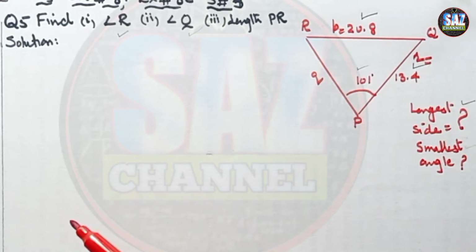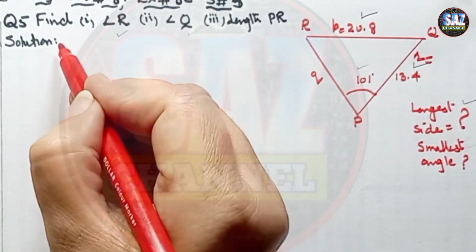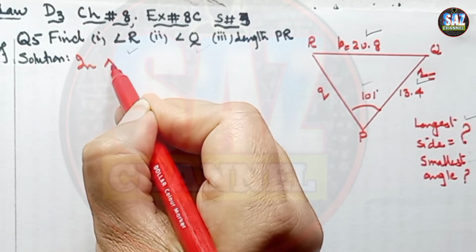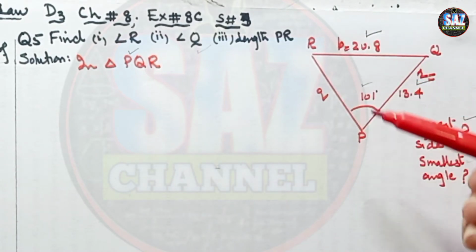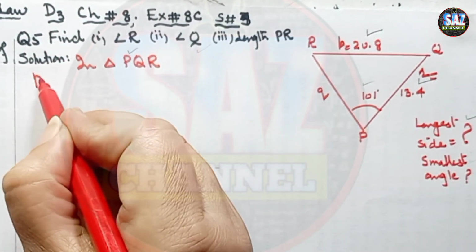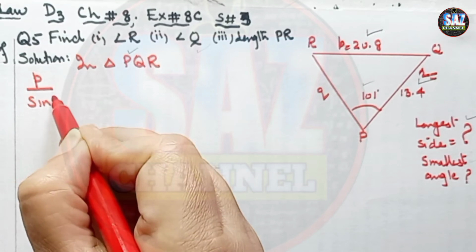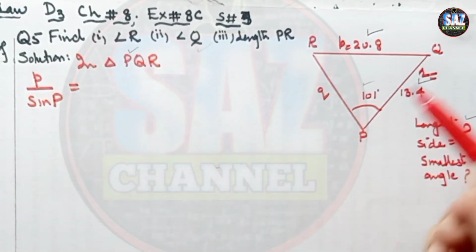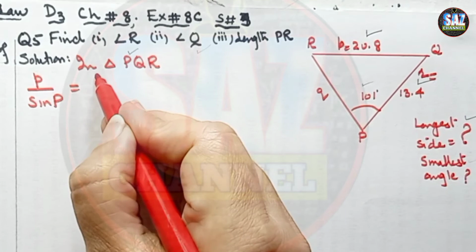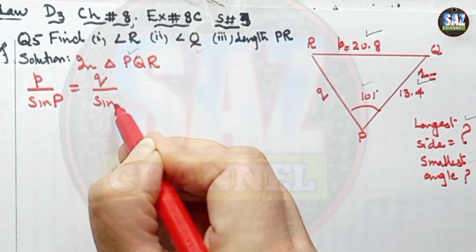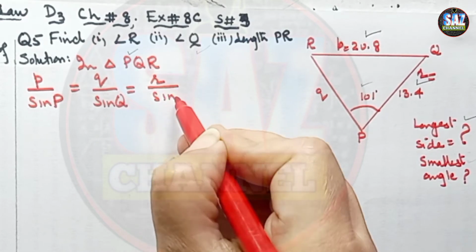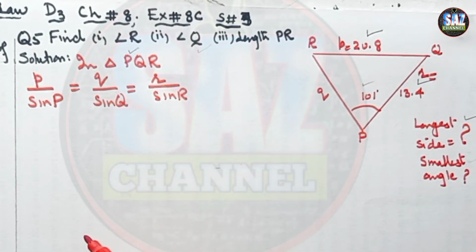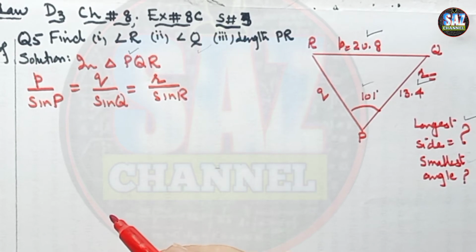So according to the sine law, in triangle PQR, p upon sine P equals q upon sine Q, and then r upon sine R. After this, after writing the equation, always support your working with the formulas so that the examiner can understand your working well.